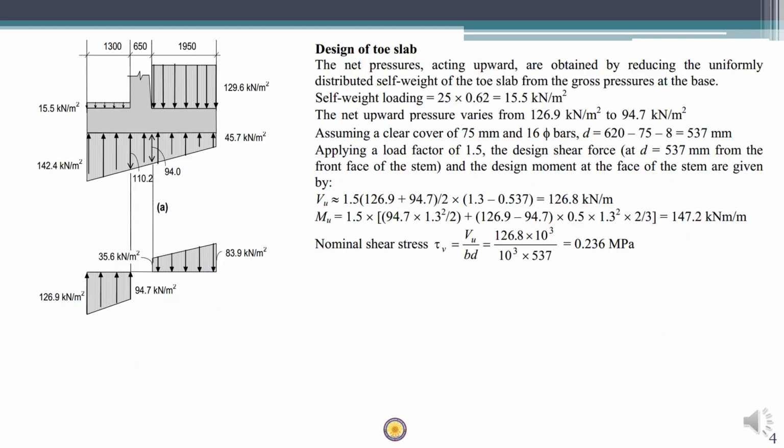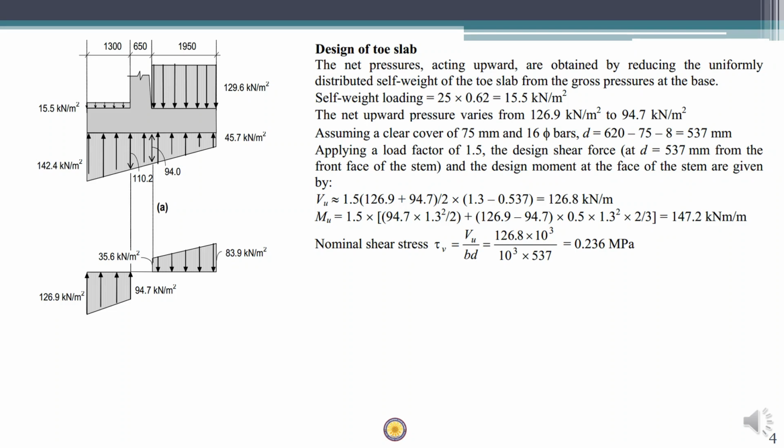Now let's start with the design of toe slab. So this design is very basic design of a one-way cantilever slab. So we have to find out the bending moment, design bending moment, as well as the design shear force. So first let's find out what is the loading on the toe slab.